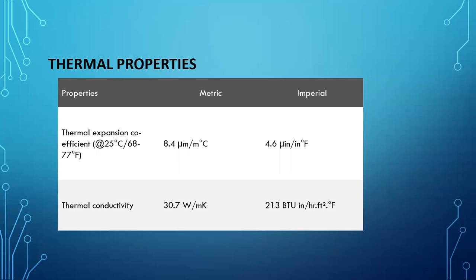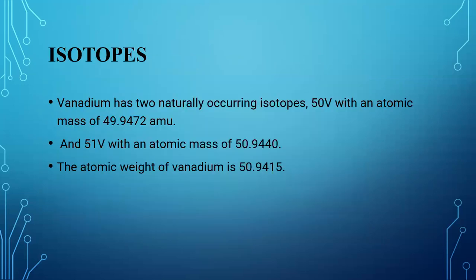Thermal properties of vanadium. Thermal expansion coefficient at 25 degrees centigrade, or 68 to 77 degrees Fahrenheit. Thermal conductivity and their quantities are also available in both metric and imperial systems, as you see.